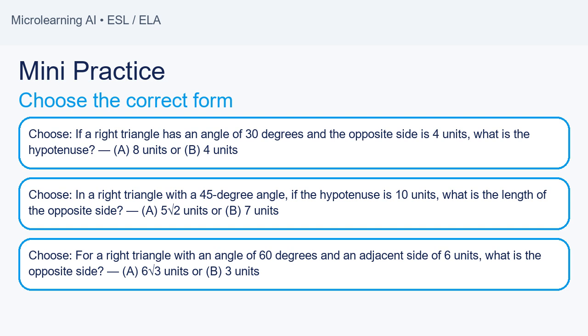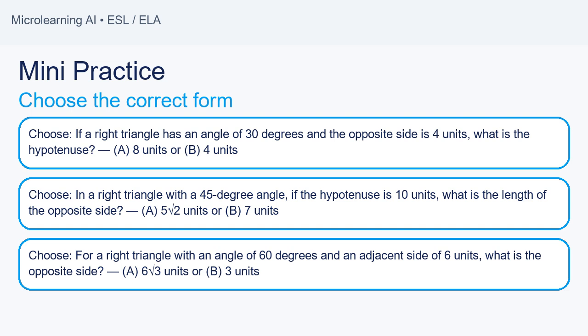Mini practice. Choose the correct form. 1. If a right triangle has an angle of 30 degrees and the opposite side is 4 units, what is the hypotenuse? A. 8 units or B. 4 units. Answer. Option A.